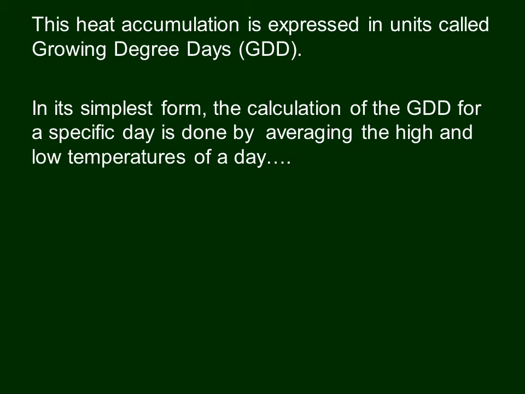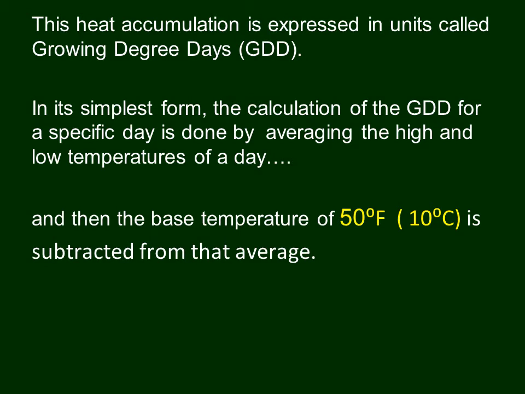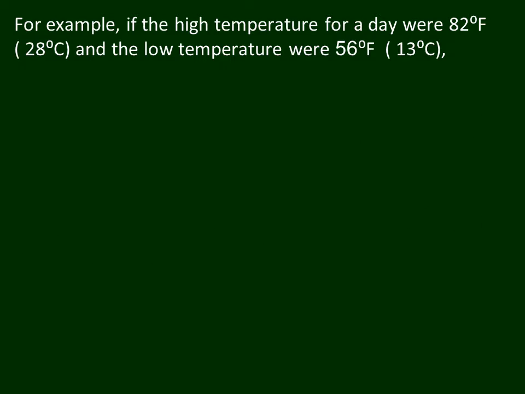In its simplest form, the calculation of the growing degree day for a specific day is done by averaging the high and low temperatures of the day, and then the base temperature of 50 degrees or 10 degrees Celsius is subtracted from that average. That sounds a bit complicated, so let's give some explanation with an example.